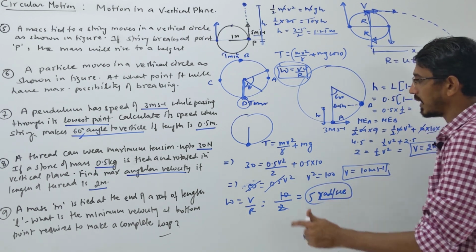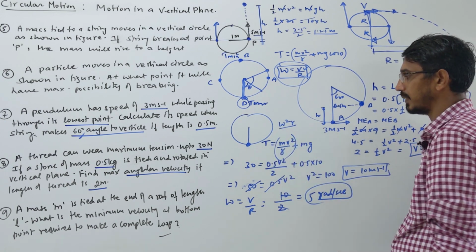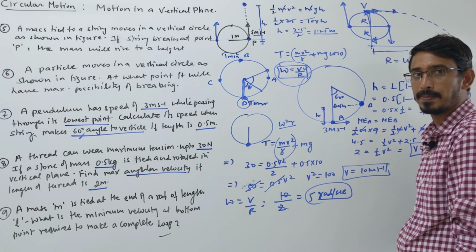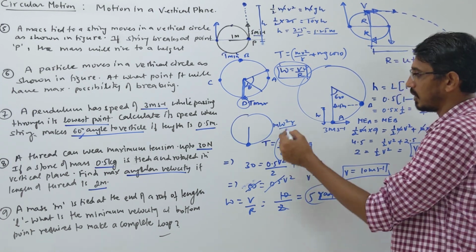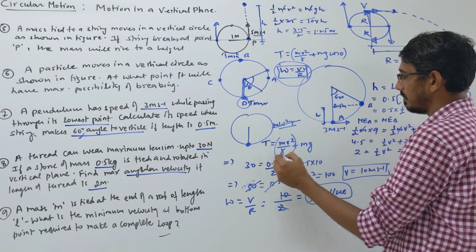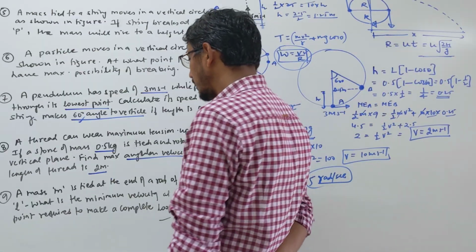Suppose you don't want to do it here itself, you can also write it in this simple formula, m omega square r, and calculate directly. That's your choice, but it's a simple procedure we already know. Okay, let's move to the last question.